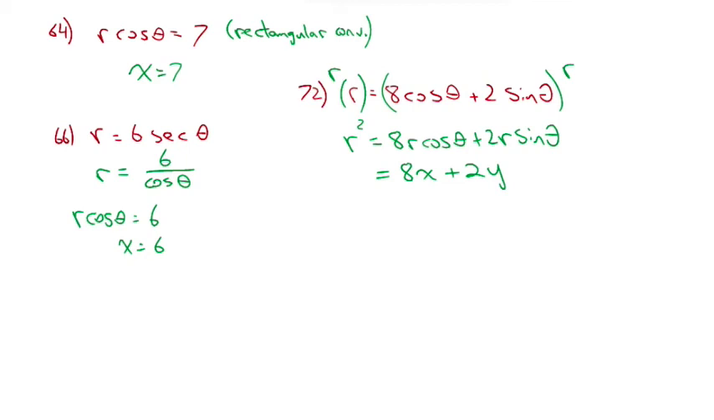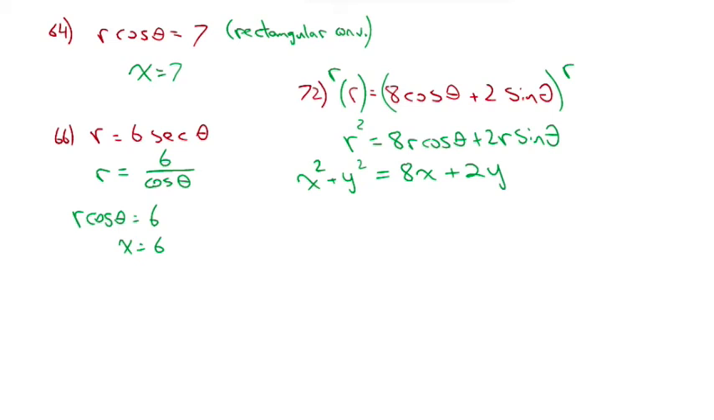So what's r squared equal to in terms of x and y? Go back to those formulas of polar coordinates. I want r squared in terms of x and y. It's equal to x squared plus y squared. So this becomes x squared plus y squared is equal to 8x plus 2y.